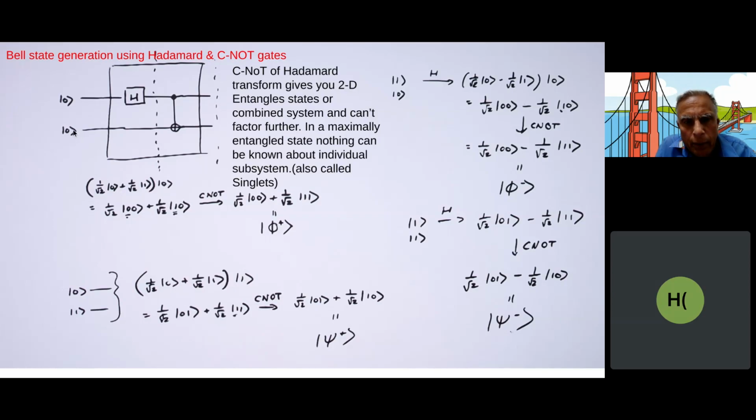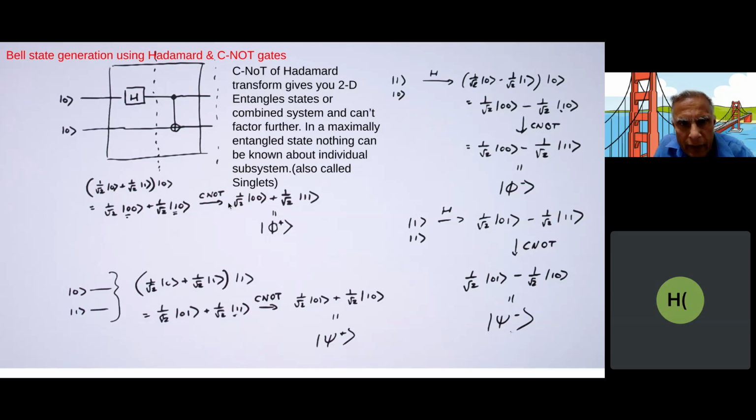Then apply a C naught on the ket 0, which is the input here. What would be the output? Because of the application of C naught, at this point you have a Hadamard of ket 0, and a tensor product with ket 0, which will give you 1 by root 2 ket 0 0 plus 1 by root 2 ket 1 0. And if you apply C naught, then at this point, what will we get?